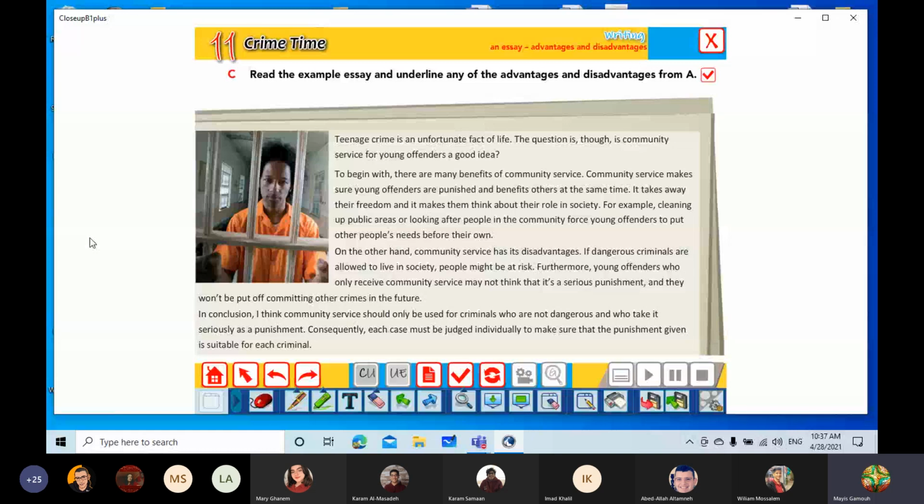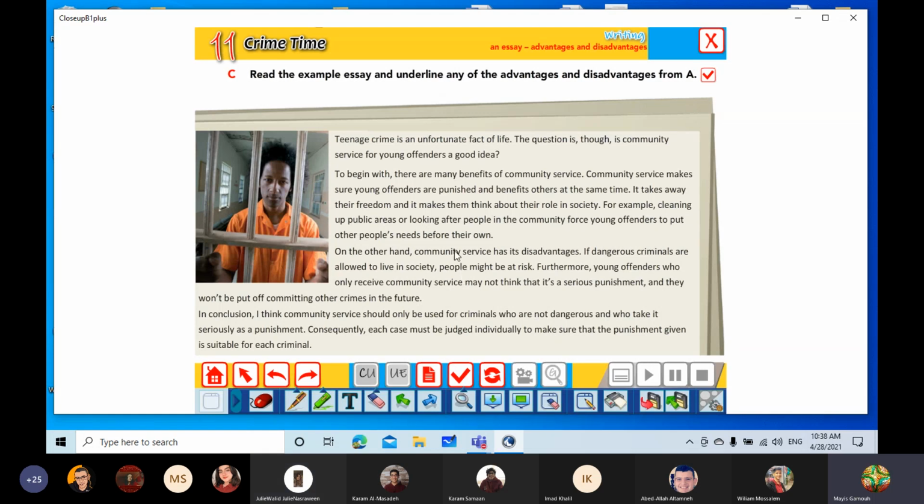On the other hand, community service has its disadvantages. If dangerous criminals are allowed to live in society, people might be at risk. Furthermore, young offenders who only receive community service may not think that it's a serious punishment, and they won't be put off committing other crimes in the future. In conclusion, I think community service should only be used for criminals who are not dangerous and who take it seriously as a punishment. Consequently, each case must be judged individually to make sure that the punishment given is suitable for each criminal.